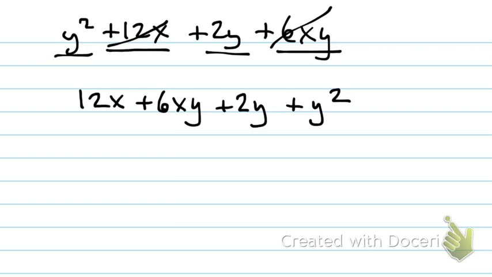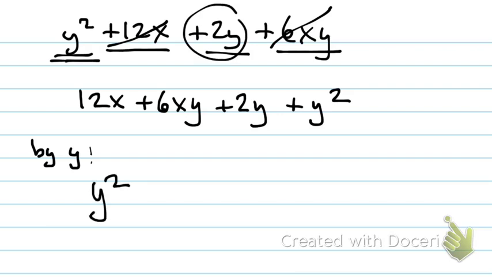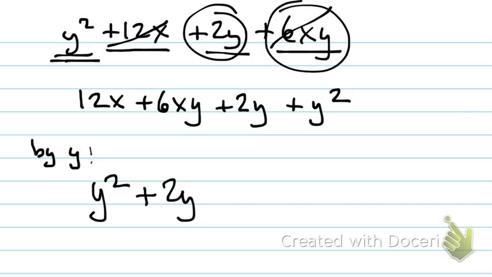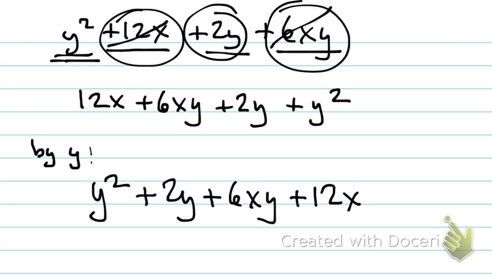What if I was going to put this in descending order by y's? Which term would come first? The y squared. Then what would come next? Plus 2y, because it doesn't have anything else in it. Then what would come next? Plus 6xy, because it has a y in it. And then finally, what would have to come at the end? Plus 12x. Now that's descending order as well, but it's not in descending order by x's, it's in descending order by what? Y's. And it makes no difference to your answer, which one you choose.